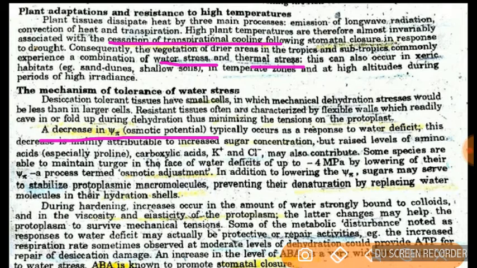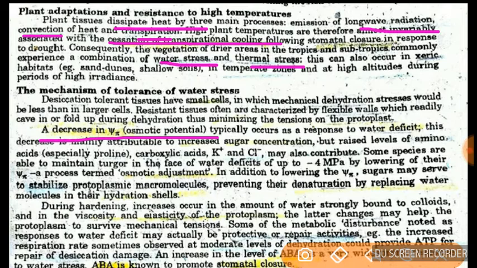So let us start. Plant tissues dissipate heat by three main processes: radiation, convection and transpiration. As we sweat in very high temperatures, plants also cool themselves by the process of transpiration. So what is transpiration? It is a process of water movement through a plant and its evaporation from aerial parts such as leaves, stem, flowers.